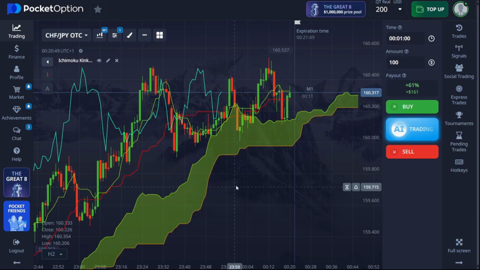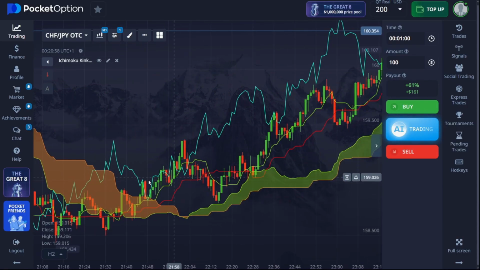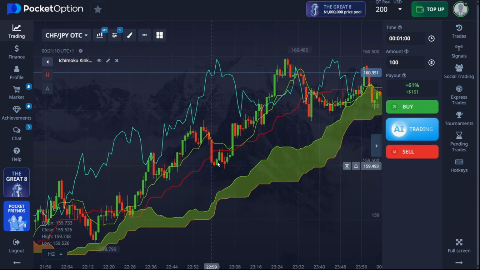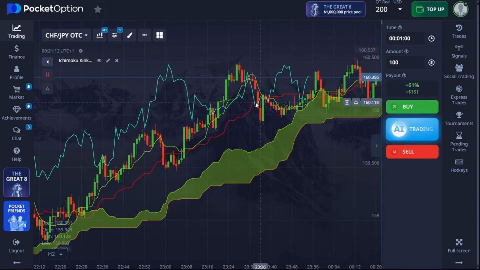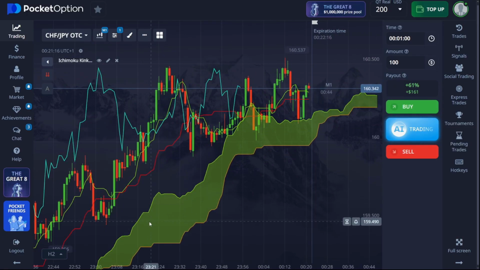Let's look at the chart. The colored area is called the Kumo cloud. A green cloud with the price above it means we have a bullish trend. For example, here we see price rising, green cloud below, and price above.